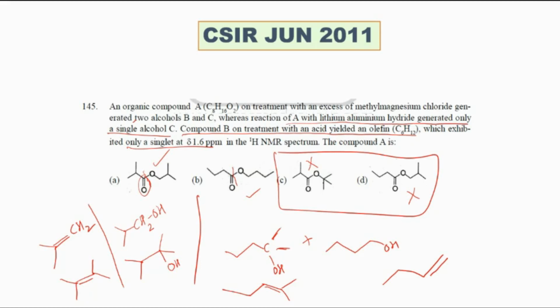So what does it mean? You should have a symmetrical molecule. This will not give a singlet. There is no chance of this giving a singlet. So we have got this. This will give you a singlet. All the 4 CH3 are identical.